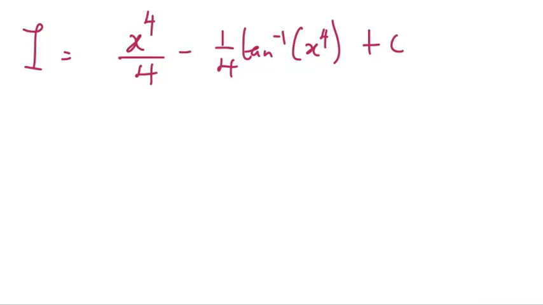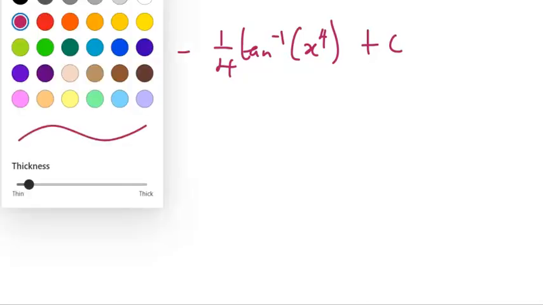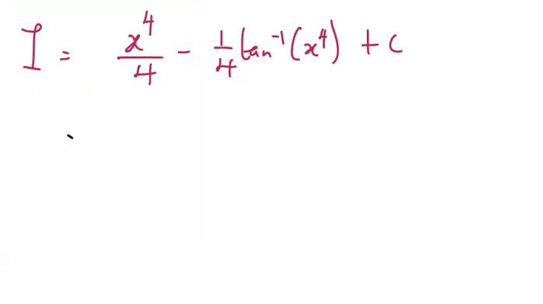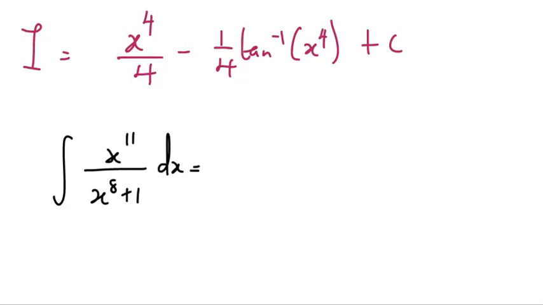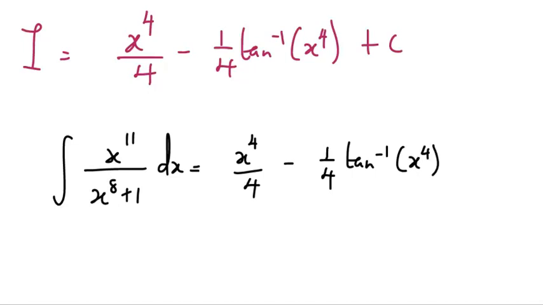So here we can now deduce. So we can say that the integral of x raised to the power of 11 divided by x to the power of 8 plus 1 dx is equal to x to the power of 4 divided by 4 minus 1 over 4 the inverse tangent of x to the power of 4 plus c. So this is our solution.